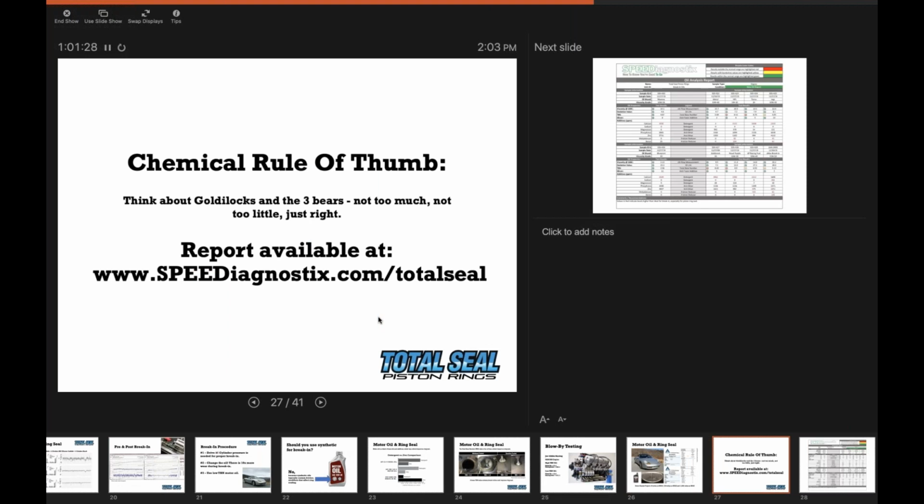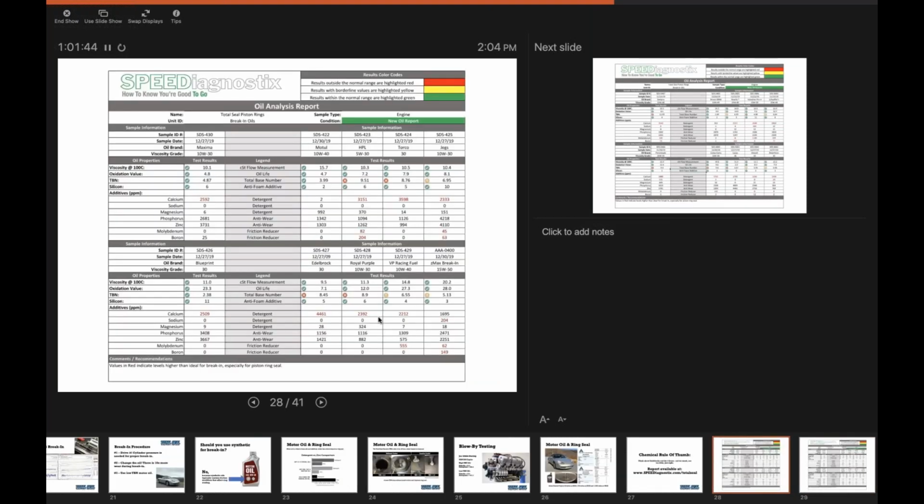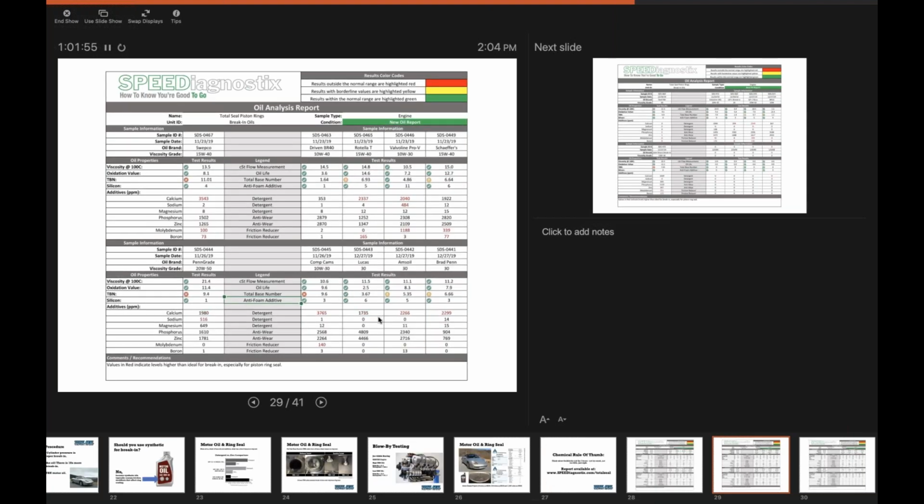We showed this in the previous webinar back in January, but it's worth repeating again. If you want to know what the TBN value is of different oils, there is a report at speeddiagnostics.com/totalseal that has detailed analysis of very many different brands, like 26 different brands of oil, that list all the characteristics from the ZDP levels, the TBN values, and all that. So all that information is there, so you can make your own decision.